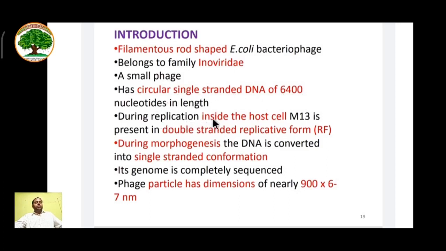During replication inside the host cell, M13 is present in a double-stranded replicative form, that is the RF form, which is circular, and during morphogenesis the DNA is converted into single-stranded form, that is during its development and infection cycle it is again converted into single-stranded form. When it infects again, it is converted into double-stranded form, and its DNA is completely sequenced now. It has dimensions of nearly 900 x 6 to 7 nanometers.